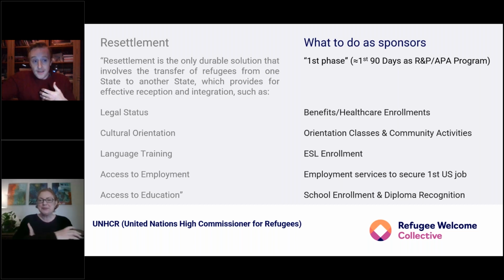And some of the roles that you have to guarantee successful resettlement are, for example, enrolling newcomers in their benefits and their health care, making sure that they attend cultural orientation classes and learn about community activities, get them enrolled in ESL, get them enrolled in employment services, and hopefully secure them their first US job within those 90 days, and get their kids enrolled in school while seeing if their previous experience from abroad can be recognized, for example, through a diploma recognition.